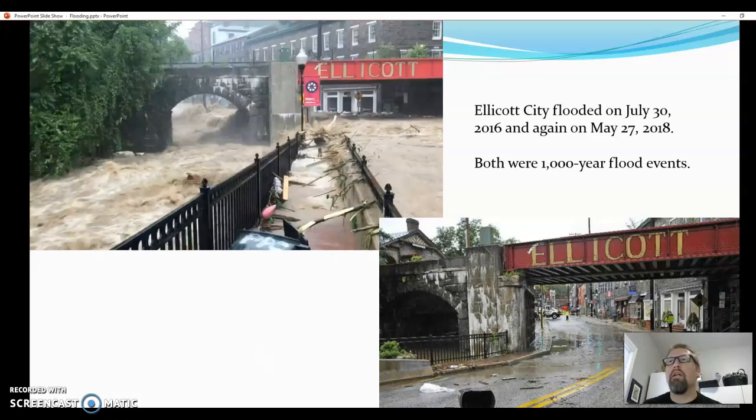Both of these were listed as a 1,000-year flood, which is one of those terms that throw people off. How can a 1,000-year flood happen, not 1,000 years apart, but 2 years apart? And so we want to try to be able to answer that. I'm sure you already have a sense of statistics and probability, but we want to apply those to floods.